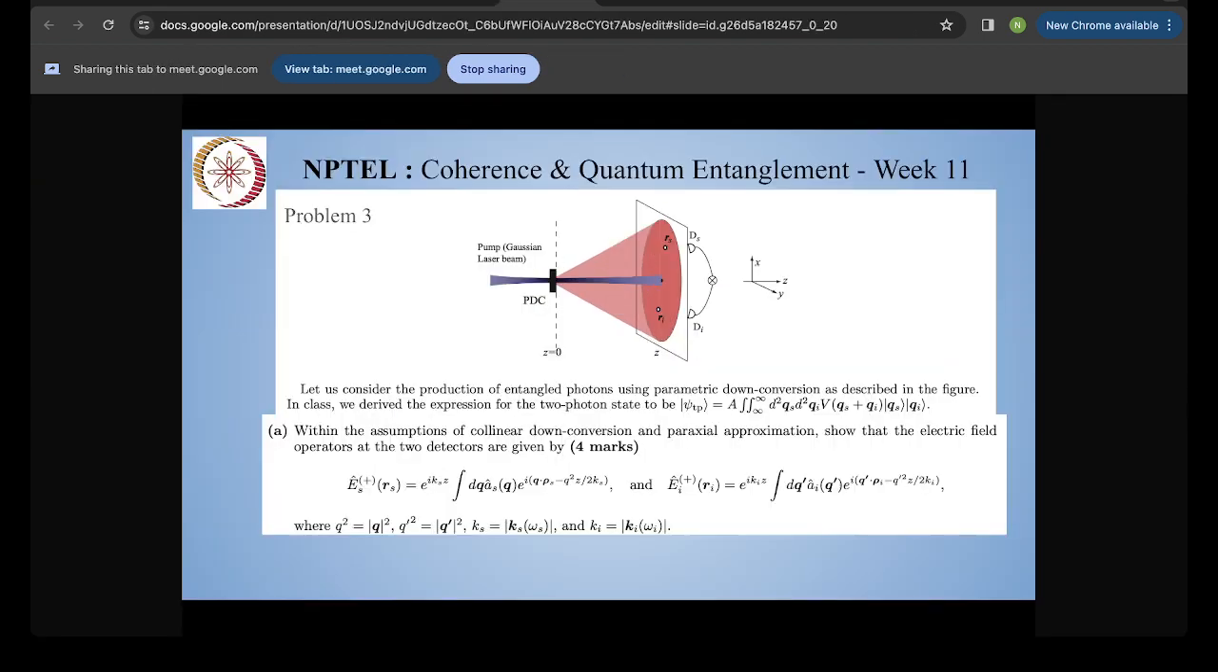So problem 4 says: let us consider the production of entangled photons using parametric down conversion as described in the figure. In the class, in the lecture, we derived the expression for the two-photon state psi_tp like this for the spatial degree of freedom. Now part A says: within the assumptions of collinear down conversion and paraxial approximation, show that the electric field operators at the two detectors are given by this.